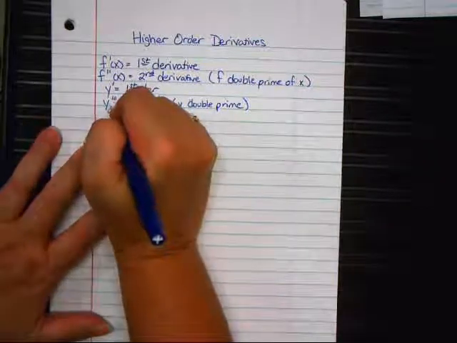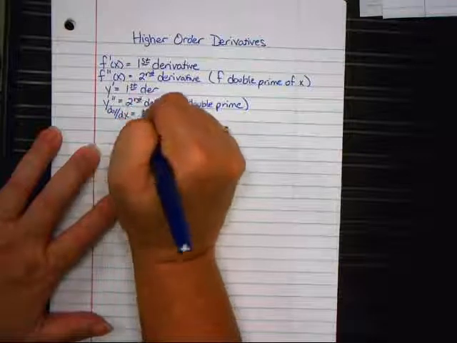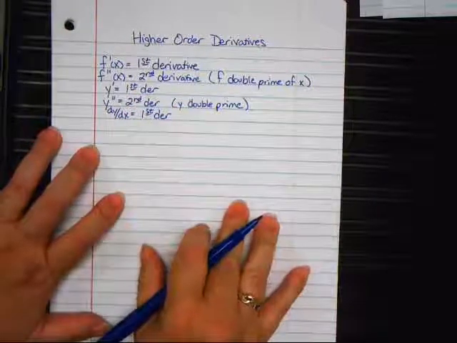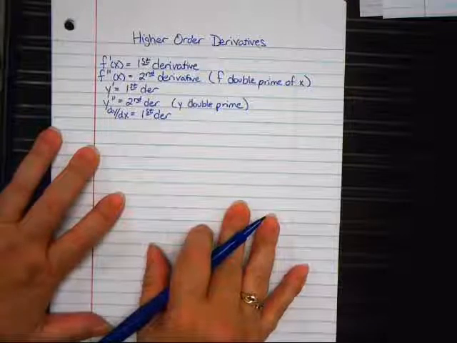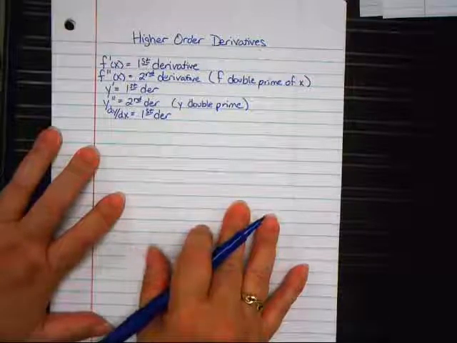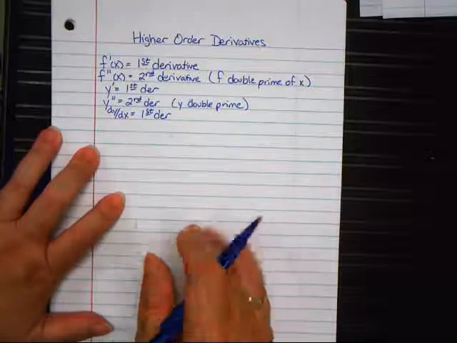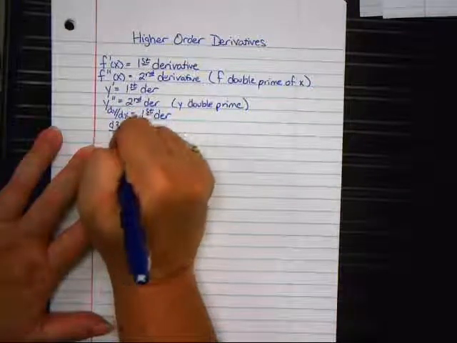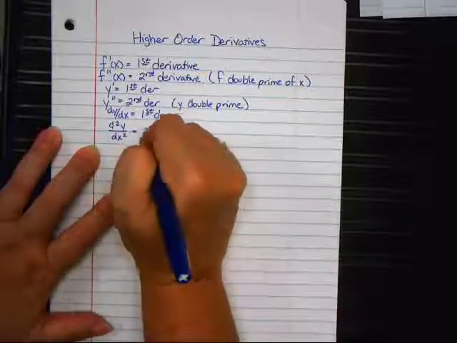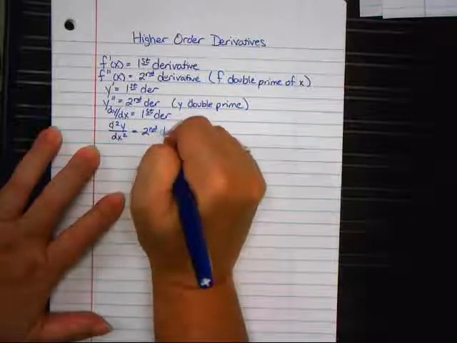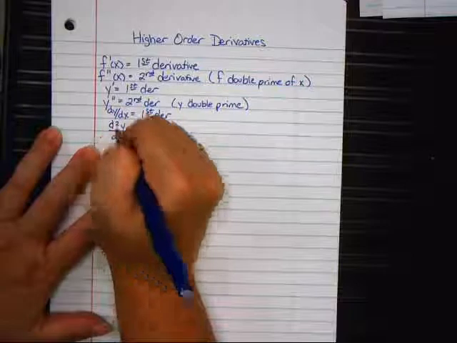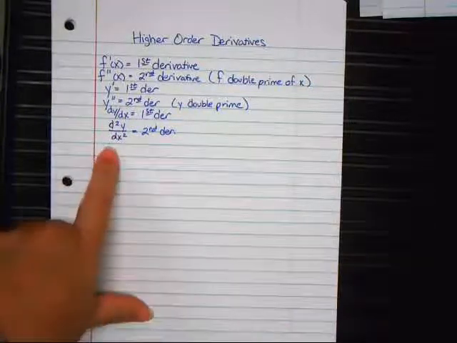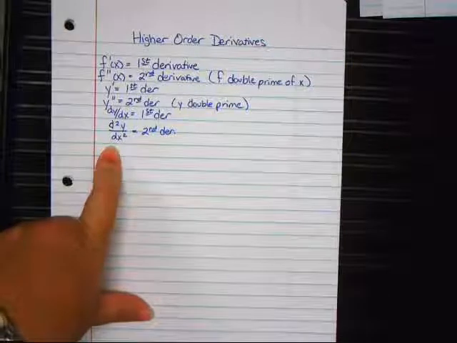And if dy dx is the first derivative, the second derivative notation is really strange looking. I don't know who made it up or why. We just go with it, and it's one that you need to be familiar with. Here's how it looks. D squared y over dx squared is the second derivative of y. So if you see that, it means take the second derivative of whatever your function is.